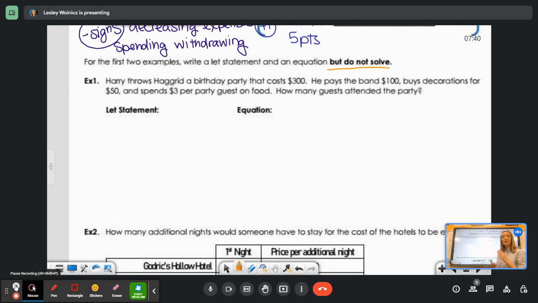We get our let statement from that question. So it says how many guests. Okay, so that's the thing we don't know. That's what we have to solve for. That's what X has to be. So we have to say let X be our guests.